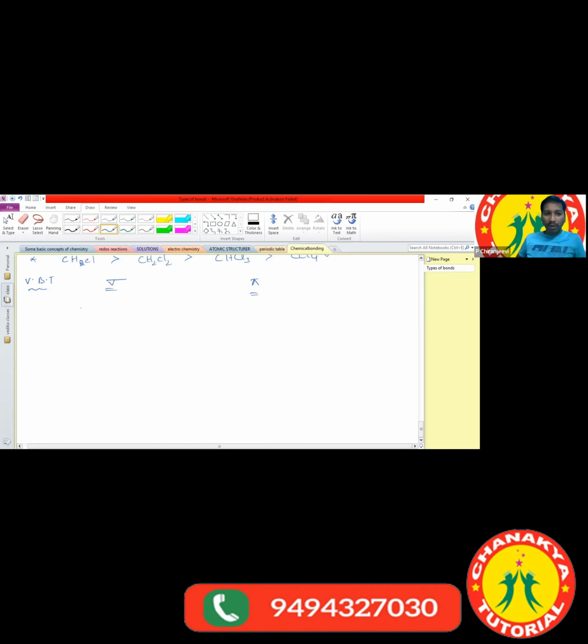What is meant by the sigma bond? Sigma bond is formed by linear overlap. Pi bond is formed by side to side overlap.